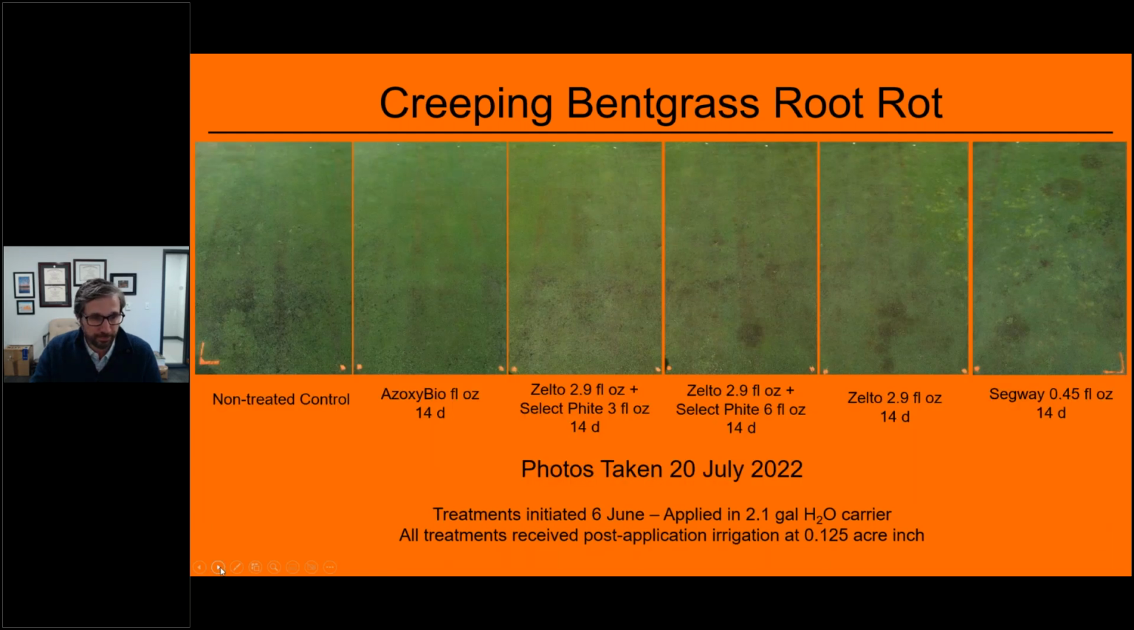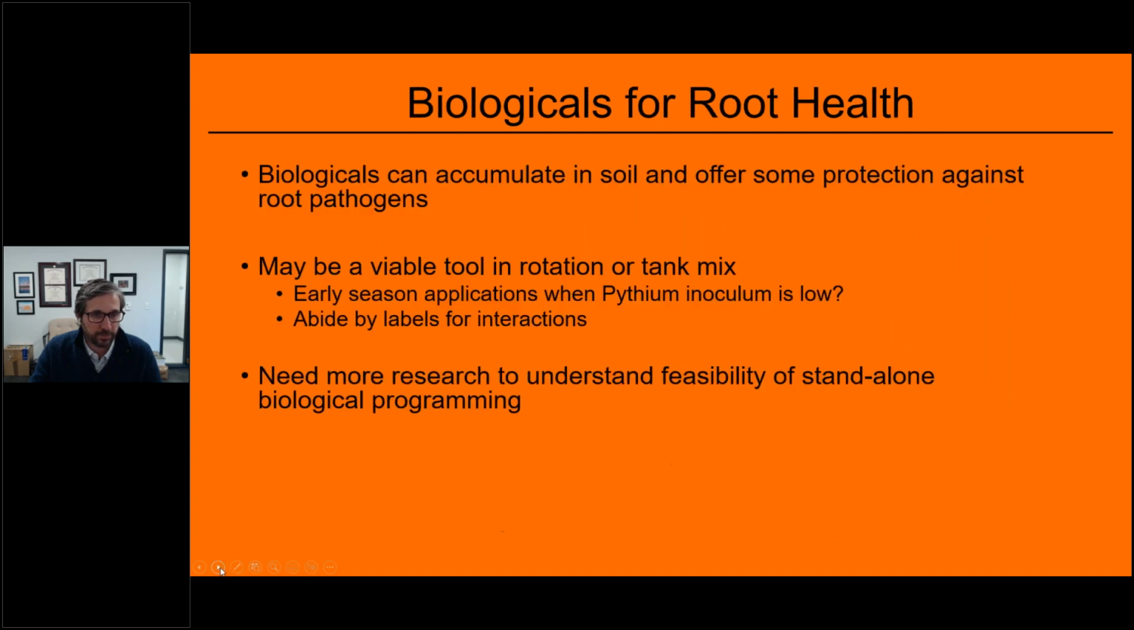So here we have our pictures taken on the 20th of August. Here you can see again that extensive root rot development in our non-treated control, but again, some fairly good control out of our Azoxy Bio, that Zelto, with the Select Fight here. And again, comparing it to Segway, this Segway plot doesn't look all that great, but what we're seeing here is brown patch that had come in. This is all brown patch. But again, if you look outside the brown patch, we do have some pretty good density, but we also do see some yellow spot development in the case of this as well.